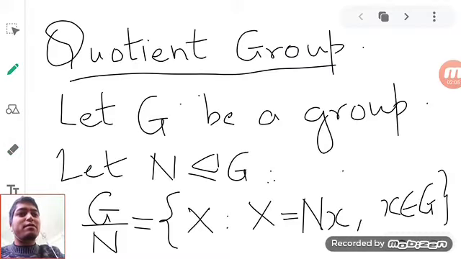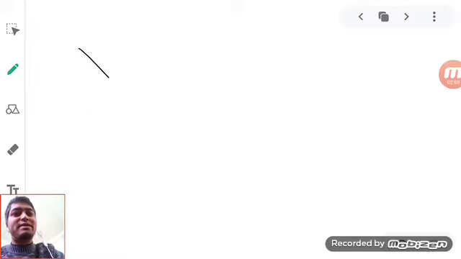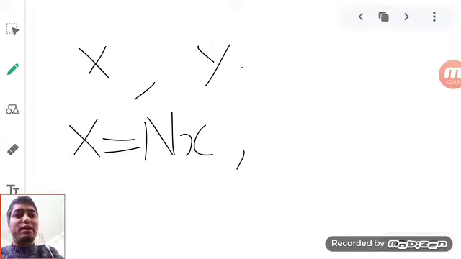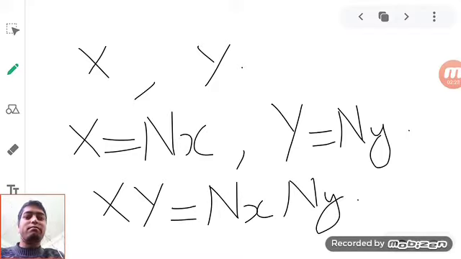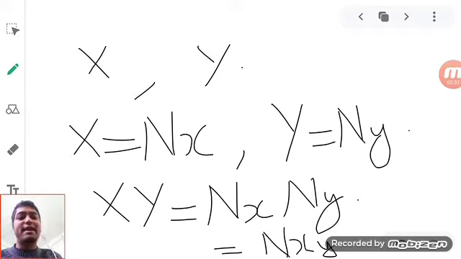What do you mean by multiplication of cosets? We mean this: if X is a coset and Y is a coset, that is X, because it is a coset, will be in this way, X equal Nx. And similarly, we will have Y equal Ny, because it is a coset. By multiplication of the two cosets, we mean this, Nx and Ny. But because N is a normal subgroup, Nx and Ny will become Nxy, which is again a coset. So this is what we mean by multiplication of cosets when N is a normal subgroup. Nx and Ny equal Nxy.